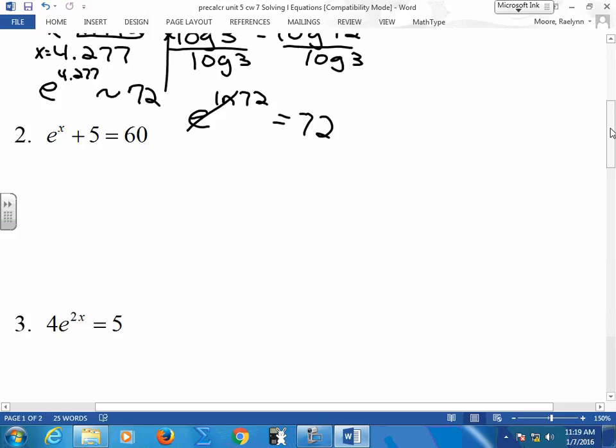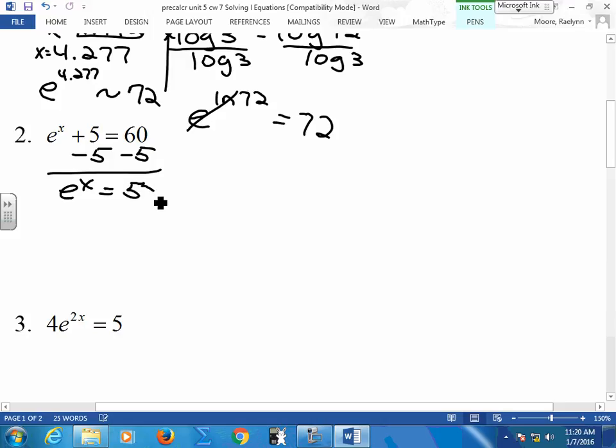So I need to get it to one term. I need to isolate my exponents so that I can do exactly what we did up here. So what should I do first? I need to get this by itself. Subtract 5. Now doesn't it look like the other one?